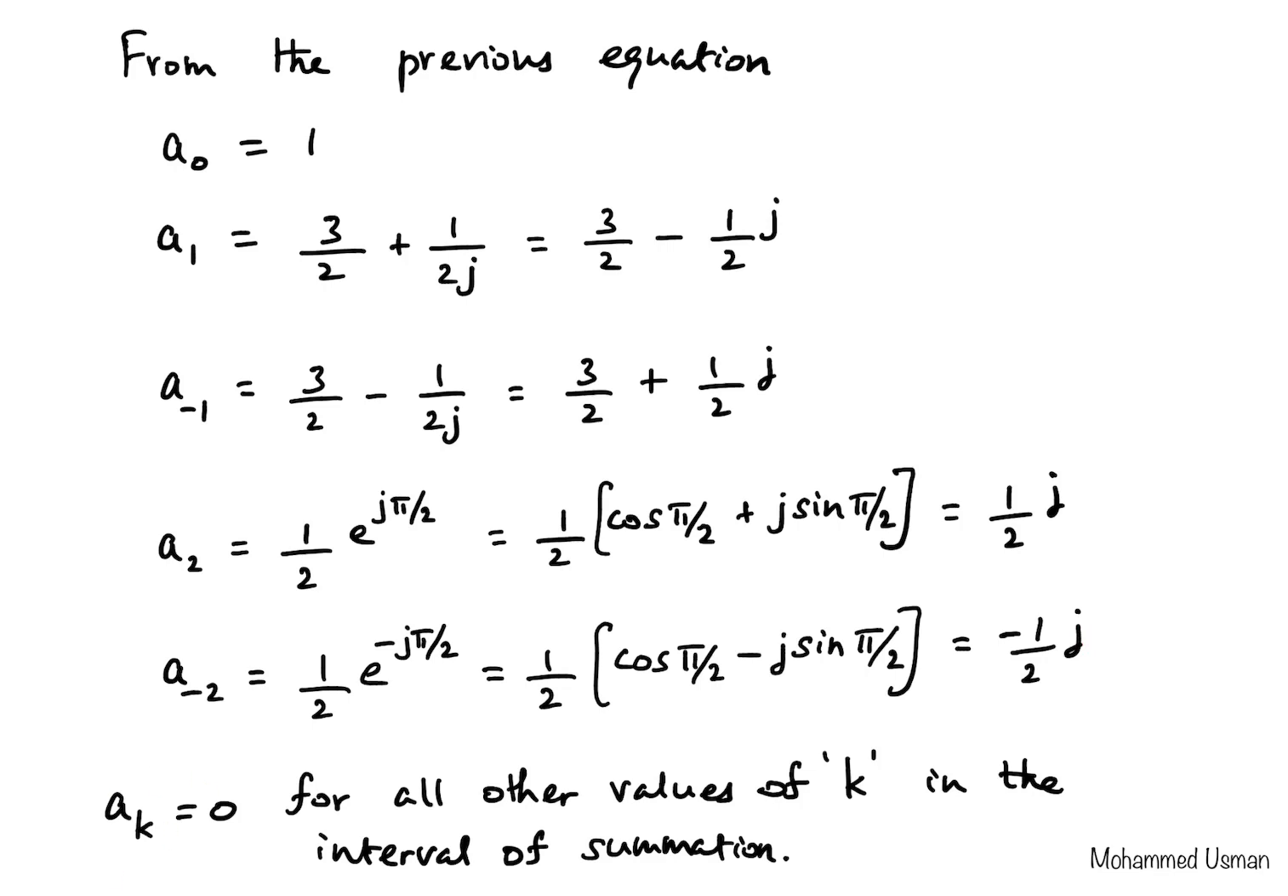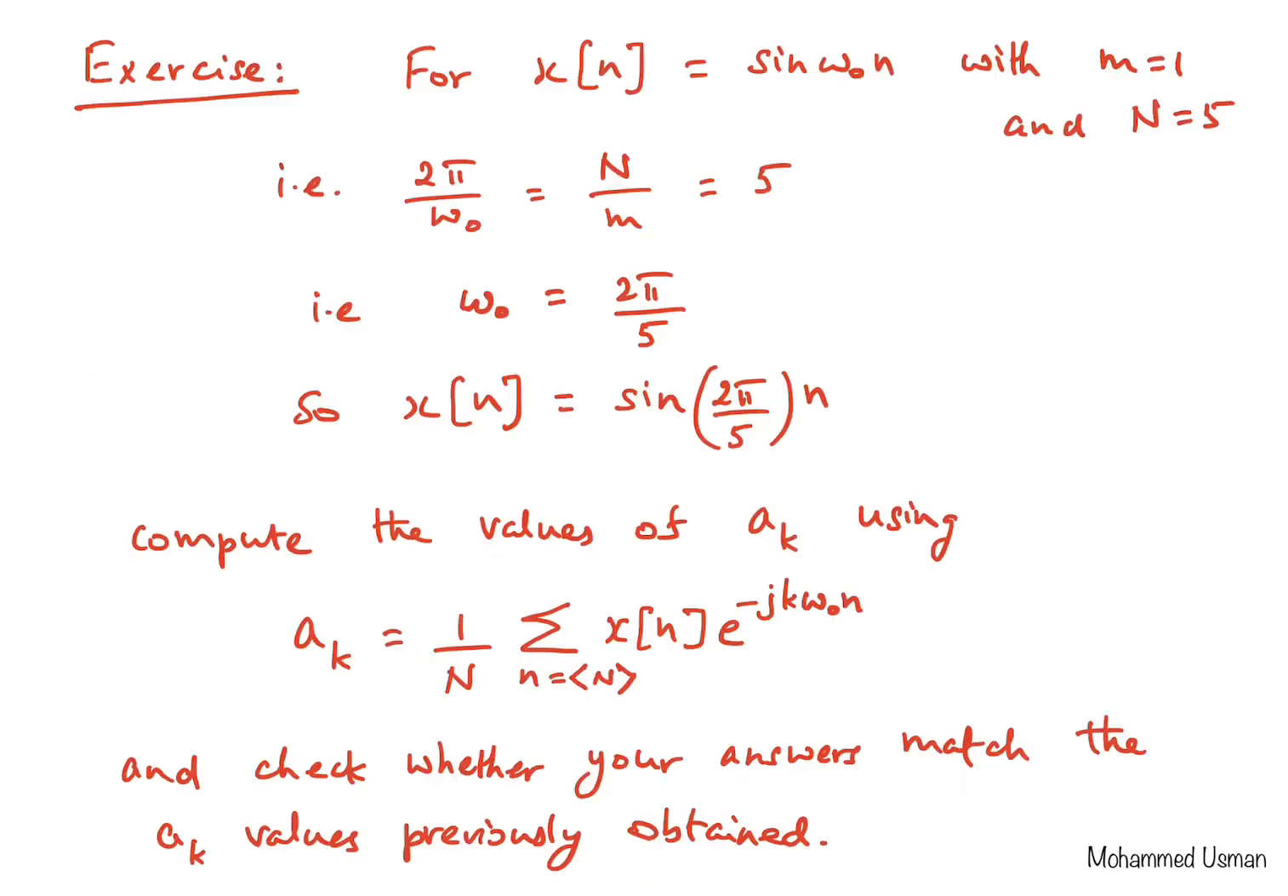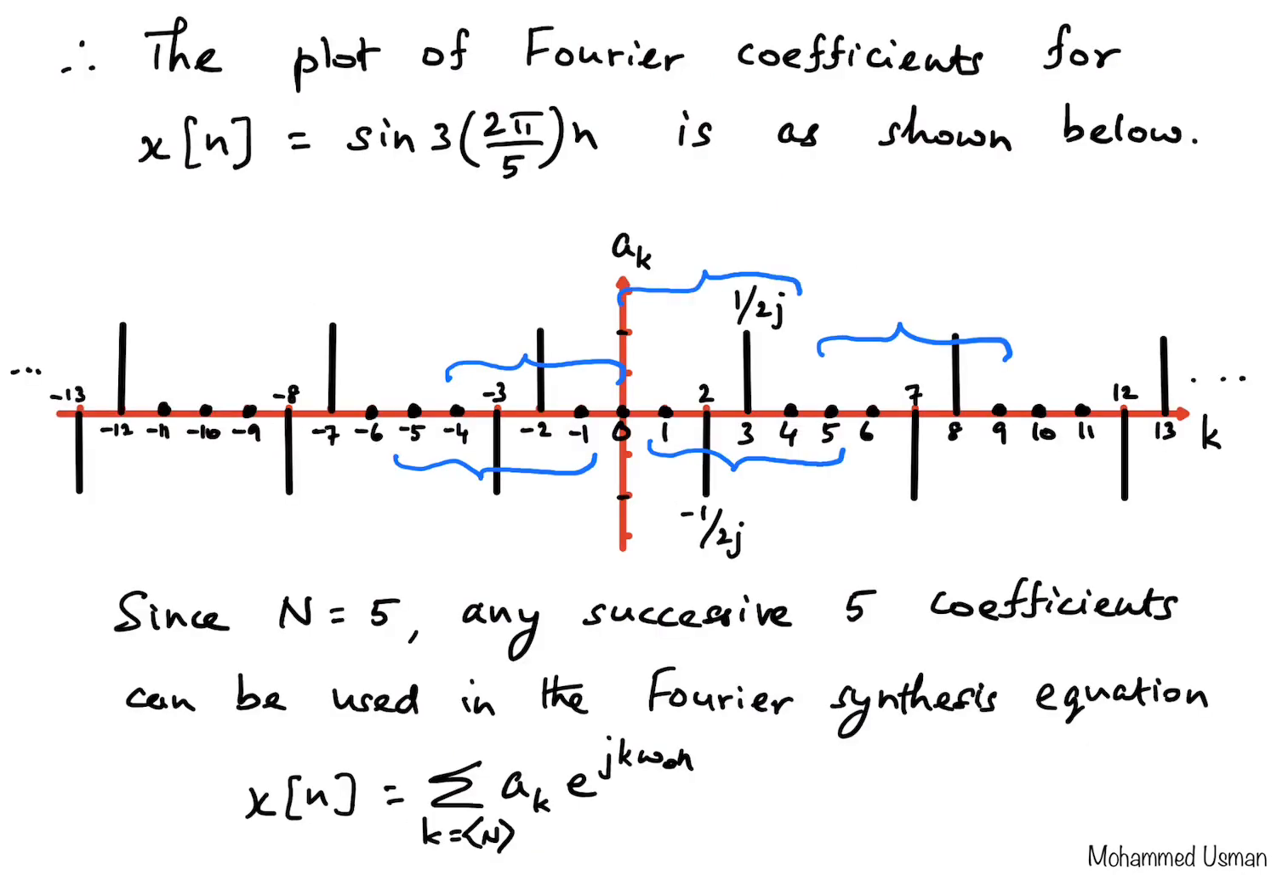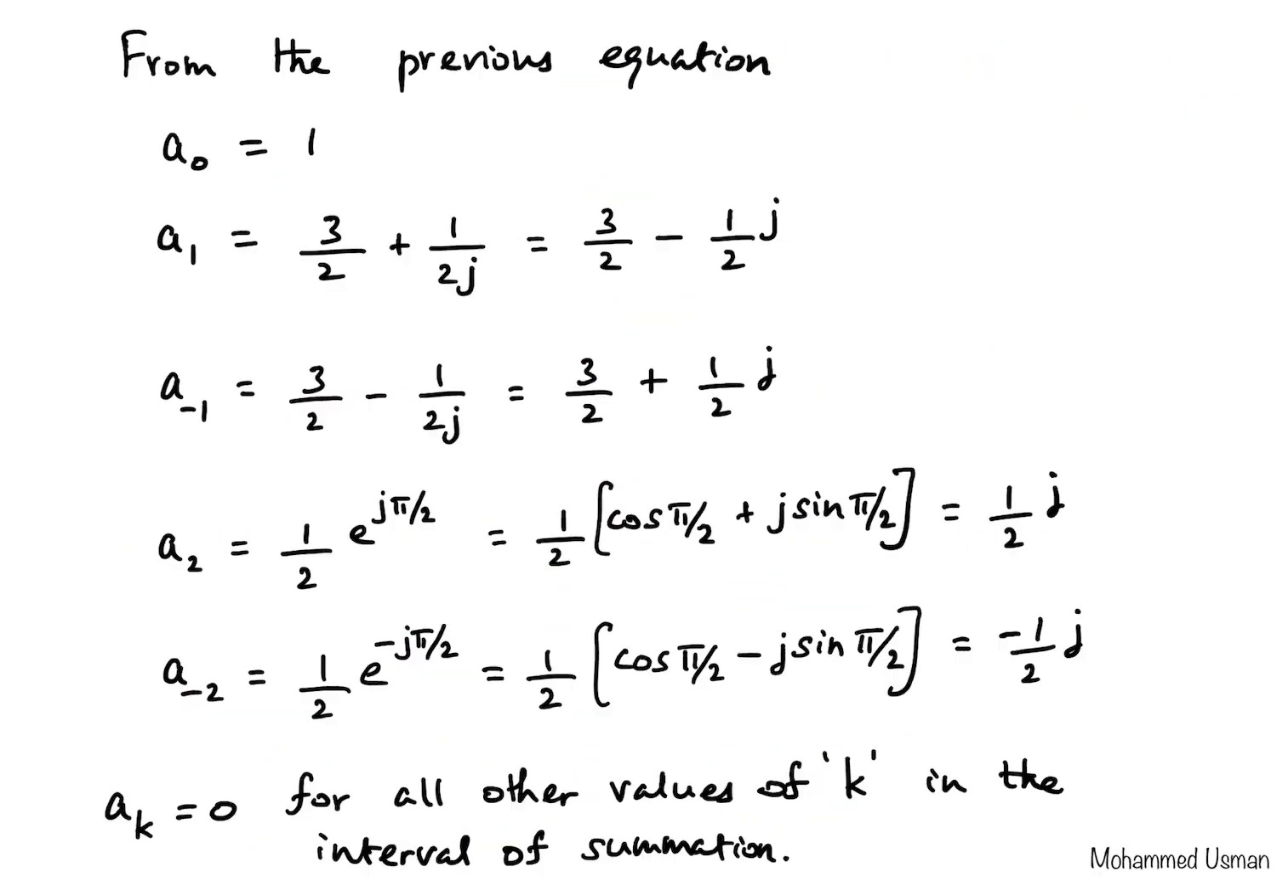Okay. For all other values of k, ak is equal to 0. But be clear that when we say ak is 0 for all other values of k, it means all other values of k in the interval of summation. When we do the interval of summation here, it is for n successive integers. After that, it is going to repeat. So within that n successive integers, except the values which are non-zero, all the others are 0. That is what we mean to say here. So ak is 0 for all other values of k in the interval of summation of the Fourier synthesis equation.